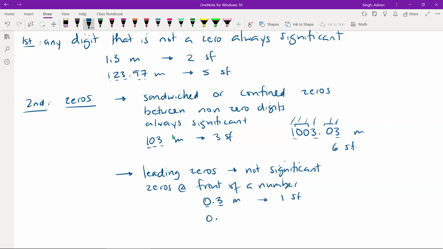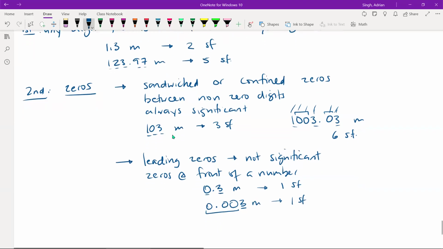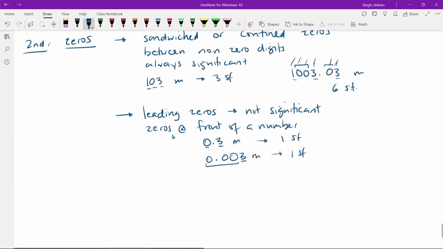If I have 0.0003 meters, obviously the 3 is significant. Now, all of these are leading zeros. They're at the front of the number. This is still only going to have 1 sig fig. Okay, leading zeros are not significant. All they do here is serve to establish where the decimal place actually is.